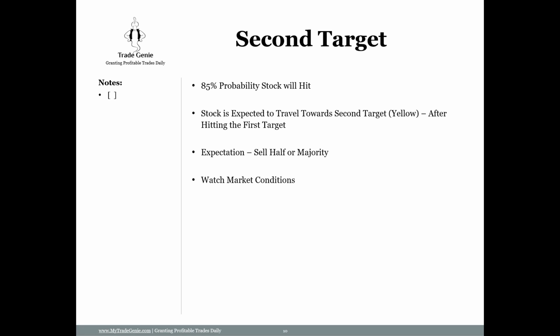So watch the market condition. You need to be in tune with the market, not only watch the position. You have to see the market also. So watch market conditions also when the second target is hitting.